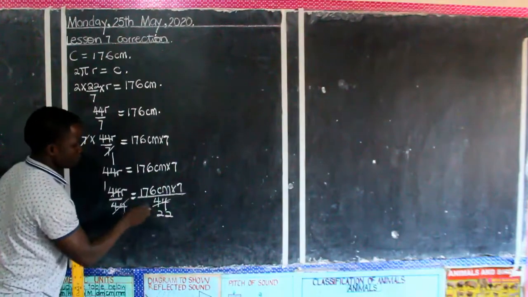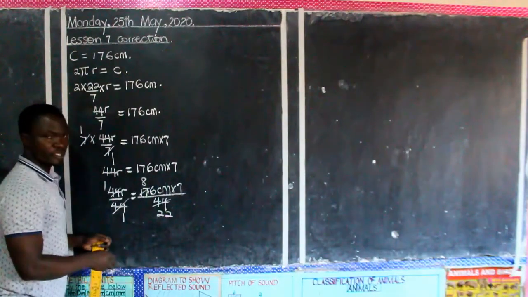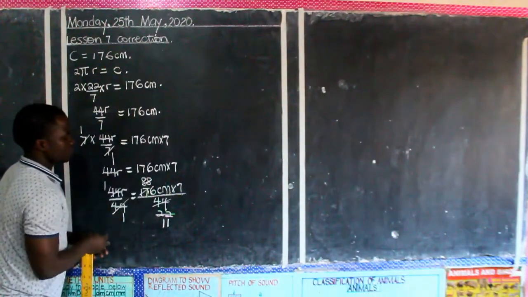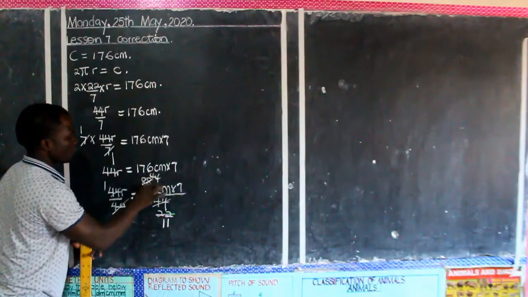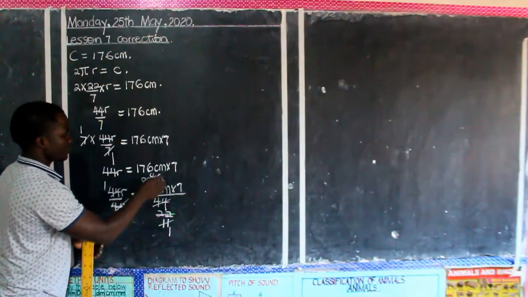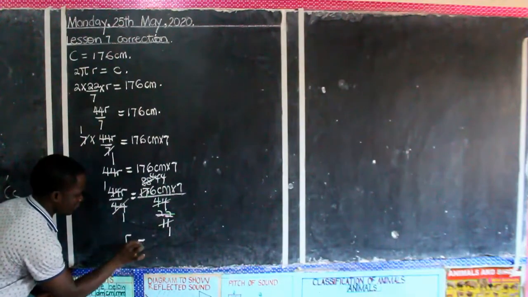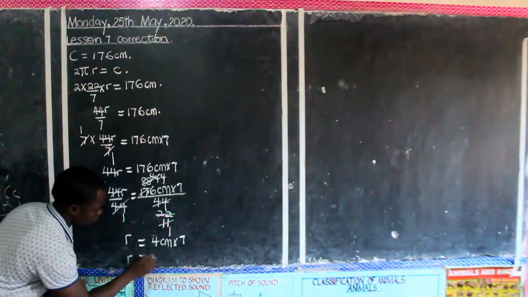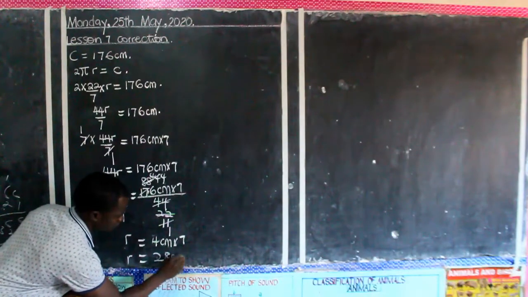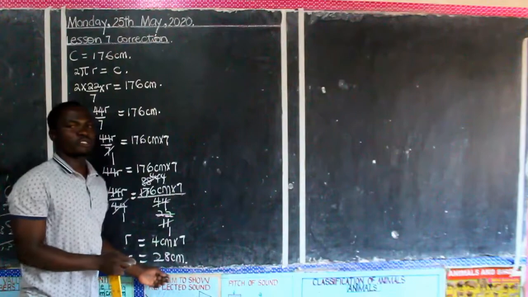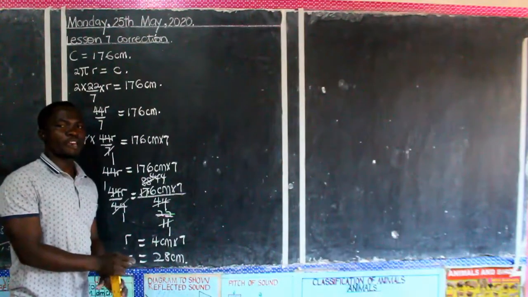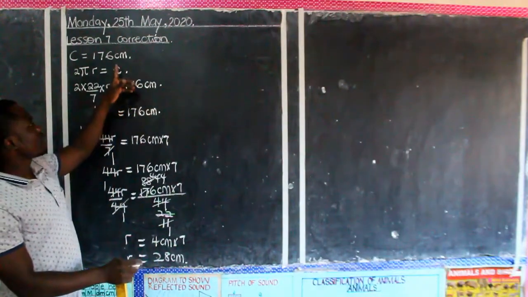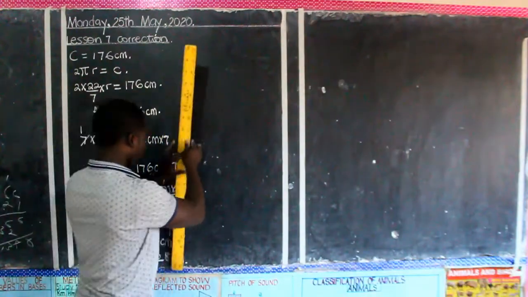By 2, 22. By 2, 8, remaining 1 to make 16. By 2, 8. By 2, 11. By 2, we shall have here 44. By 11 once, by 11, this is 4. So r, which is radius, equals 4 centimeters times 7. And the radius equals 28 centimeters. But this is not the answer. The question was asking for the area of the circle, whereby you were supposed to find the radius first from the circumference. That's when you can find the area.